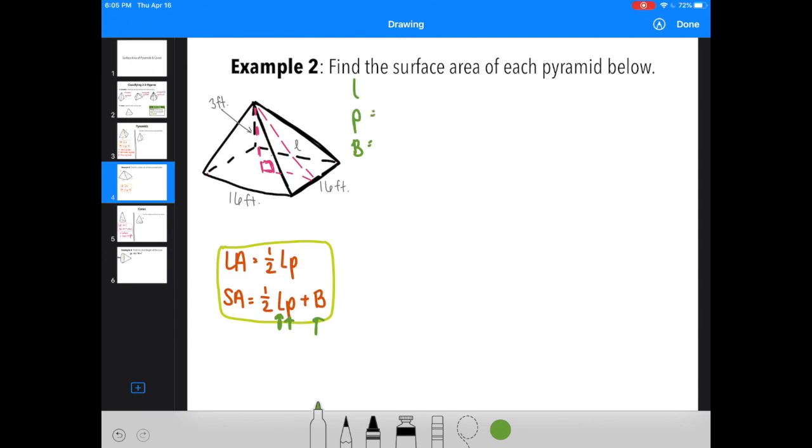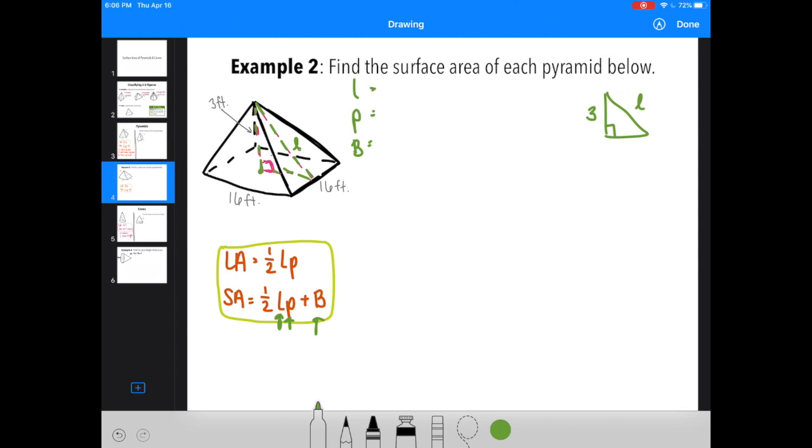It does not give me L. So I need to find my L, or my slant height. How can I do that? Well, when I have a pyramid, I know the height is going to be perpendicular to the base, and it meets right in the center. So we have this imaginary triangle that cuts through our pyramid that we can use to figure out our hypotenuse, or our slant height. So let me pull that triangle out.